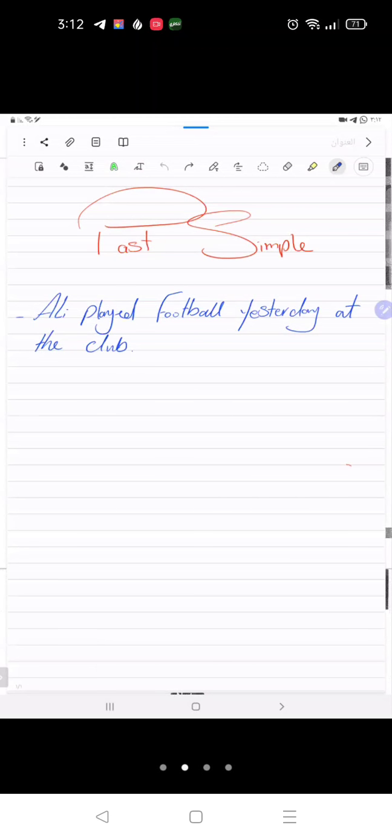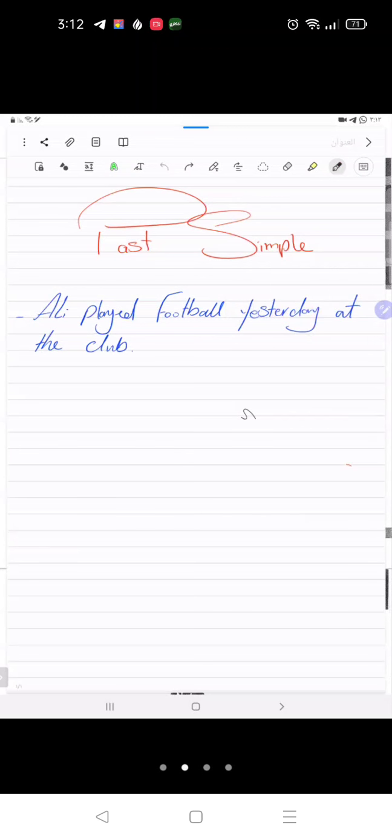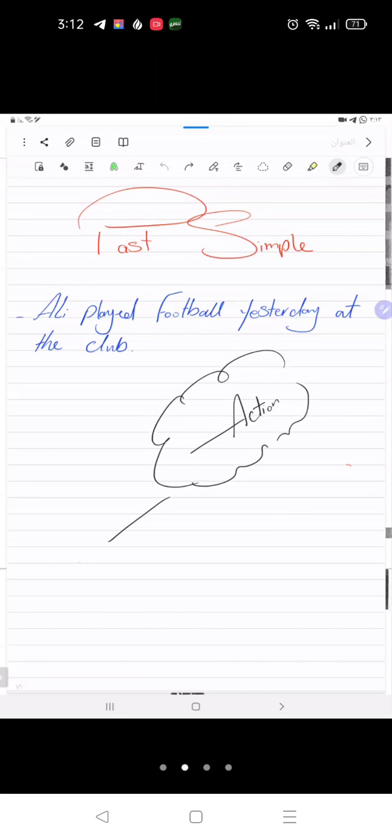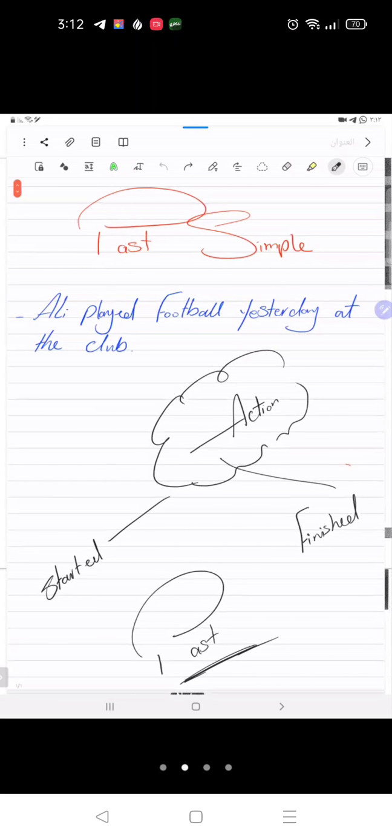The past simple means that we must have an action. So, here we must have an action. So, this is the action. But this action started in the past and also finished, ended in the past. Excellent. So, let me say it again. This is the meaning. This is number one.